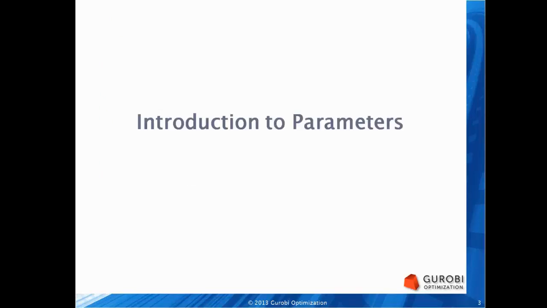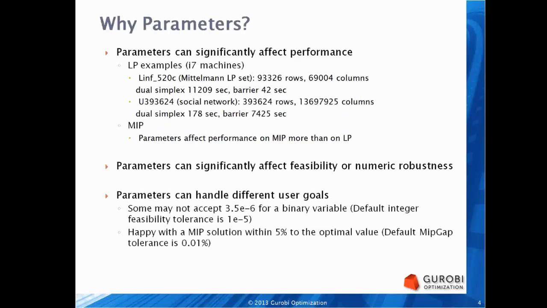First, introduction to parameters. Why do we need parameters? Parameters can significantly affect performance. Let me give you two LP examples. One model is from the Mittelmann LP set. It's called L1_sixm250obs. The size is reasonable, not too big, not small. It has some dense columns, not many. Dual simplex struggles and takes very long to solve it. Barrier, even with crossover, solves it very quickly, in less than 1 minute.